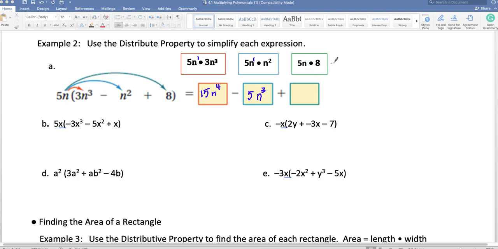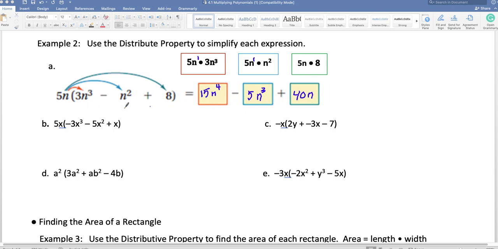Okay, the fact that there's no variable here doesn't matter. We're going to multiply the coefficients. 5 times 8 is going to give me 40. And that doesn't have anything to do but come along for the ride. And looking along here, I don't have any like terms to combine, so that is my answer.